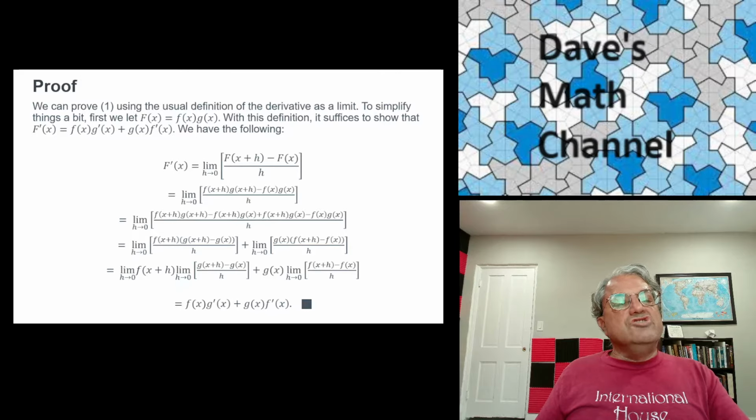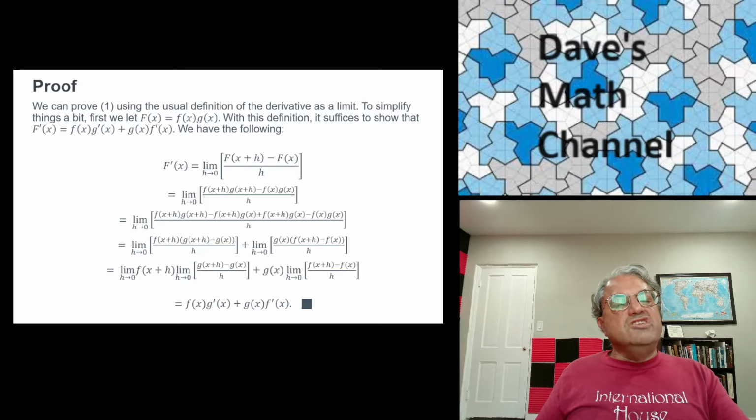But now let's look at the term next to it. Now we still have a limit here. The limit as h goes to 0 of g of x plus h minus g of x over h. Well, I think you guys should recognize this now. This is nothing but g prime of x. This is just the definition of the derivative of g at x. So we're going to get f of x times g prime of x for the first term in the sum.